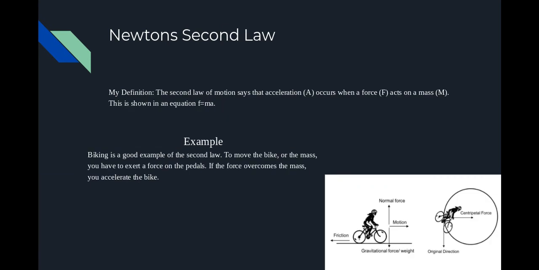Newton's second law is that acceleration occurs when a force acts on a mass and overcomes that mass. This is shown in the equation F equals ma. An example of this is biking. To move the bike, or the mass, you have to exert a force on the pedals. If the force overcomes the mass, you accelerate the bike.